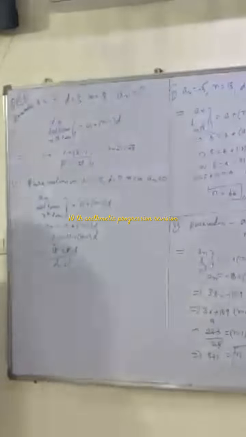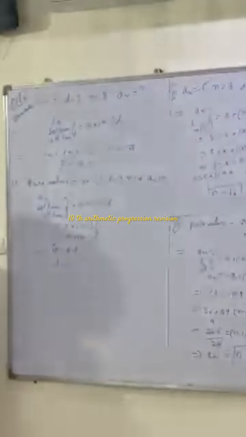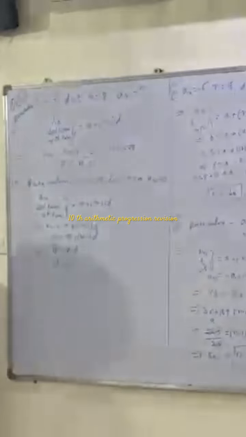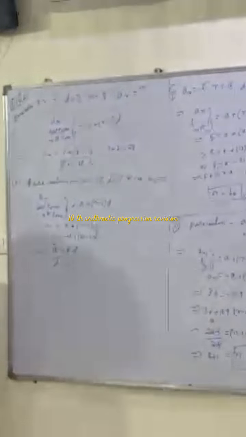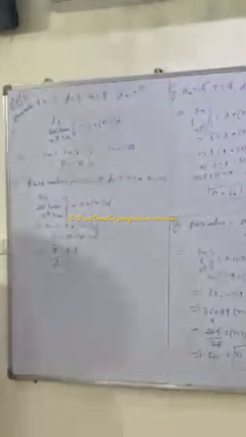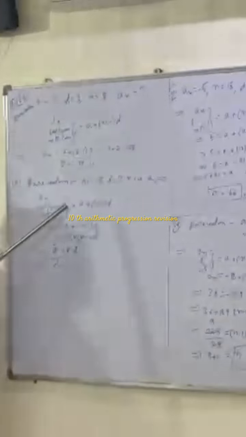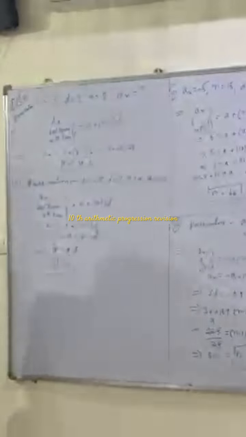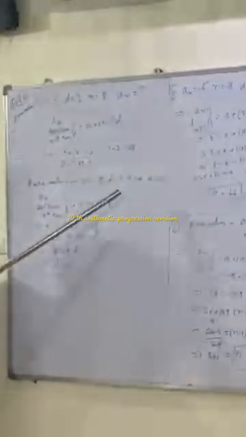For the next problem, what are the parameters? What is A? A is 7. A is the first term. What is D? The common difference: A2 minus A1, or A3 minus A2, or A4 minus A3. That is the common difference. What is N? N is the number of terms.